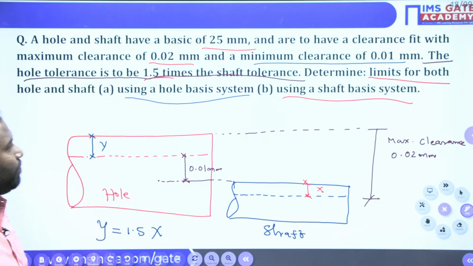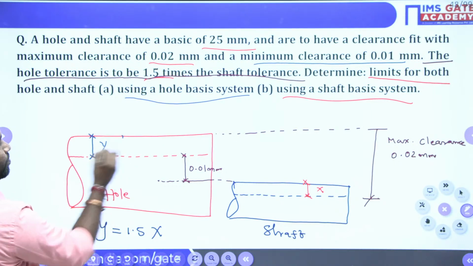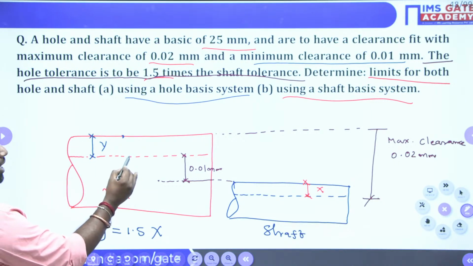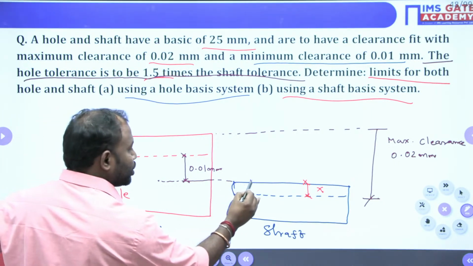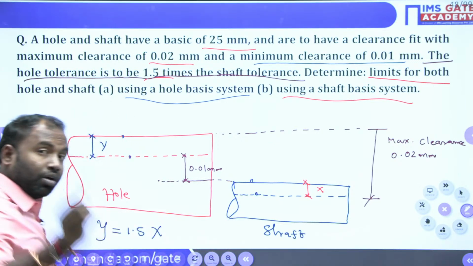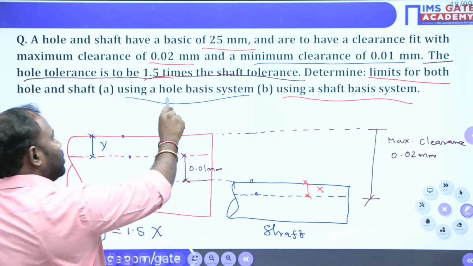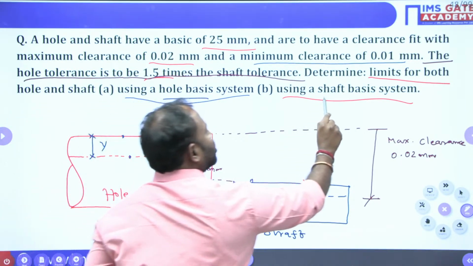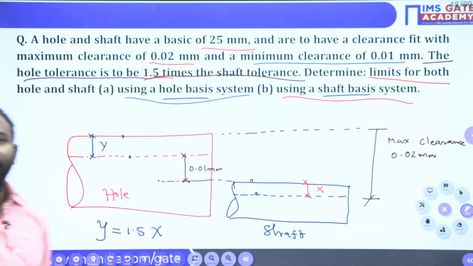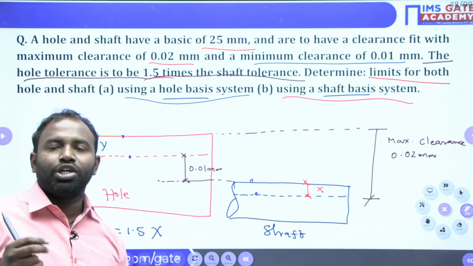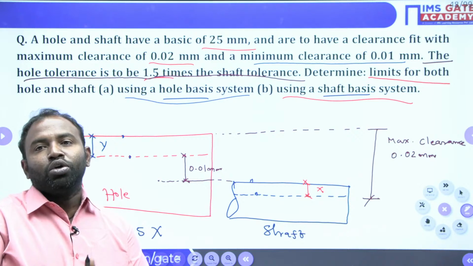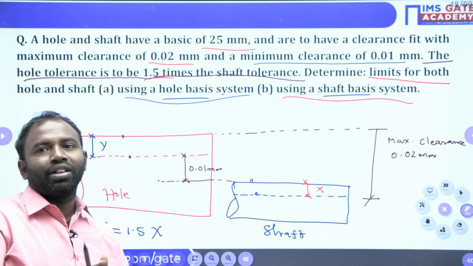Okay. Now what do we have to find? Limits of both. So upper limit of the hole, lower limit of the hole, upper limit of the shaft and lower limit of the shaft, by using hole based system and by using shaft based system. Clear, everybody? If you are aware of shaft based system and hole based system, it would be very easy to solve the problem.